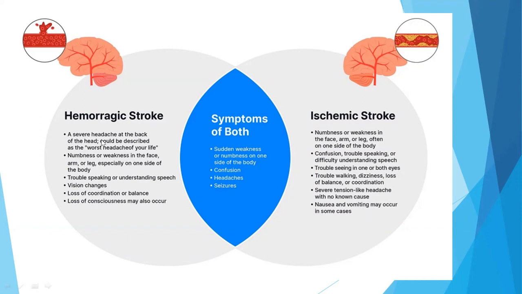In case of hemorrhagic stroke, a severe headache at the back of the head which could be described as the worst headache of my life. And it is the typical feature of hemorrhagic stroke. Numbness or weakness in the face, arm, or leg, especially on one side of the body, trouble speaking and understanding speech, vision changes, loss of coordination, balance, and loss of consciousness may occur. So the typical worst headache of my life or the thunderclap headache is one differentiating factor for hemorrhagic stroke, and this hint may always be present in your examination.